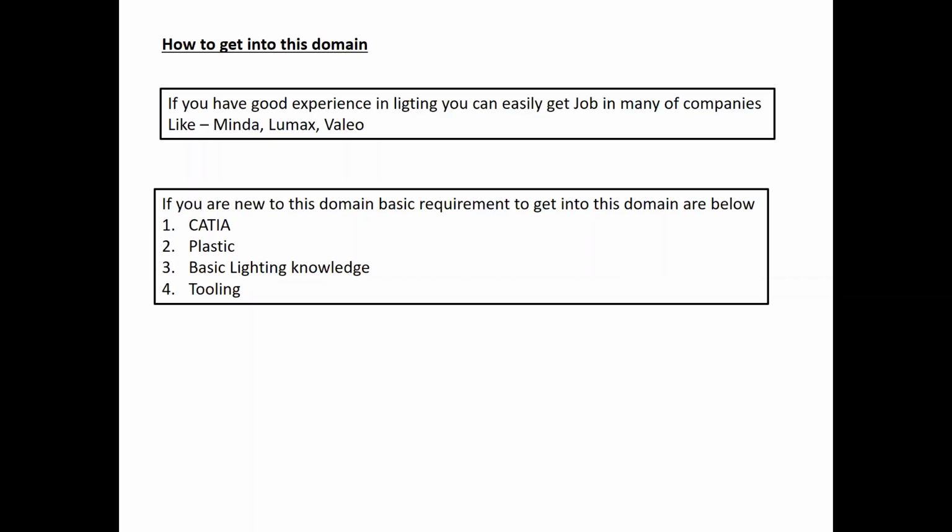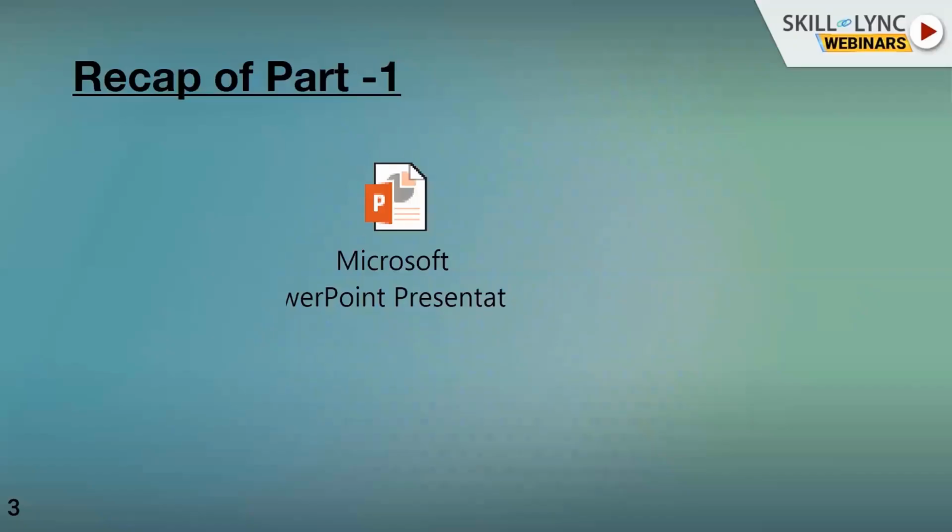So Minda, Lumax, Valeo, these are the major tier 1 suppliers who build or manufacture the lighting, and from time to time they post some vacancies, so you can just go ahead and apply there if you wanted to get into this domain. So this is all about part 1.